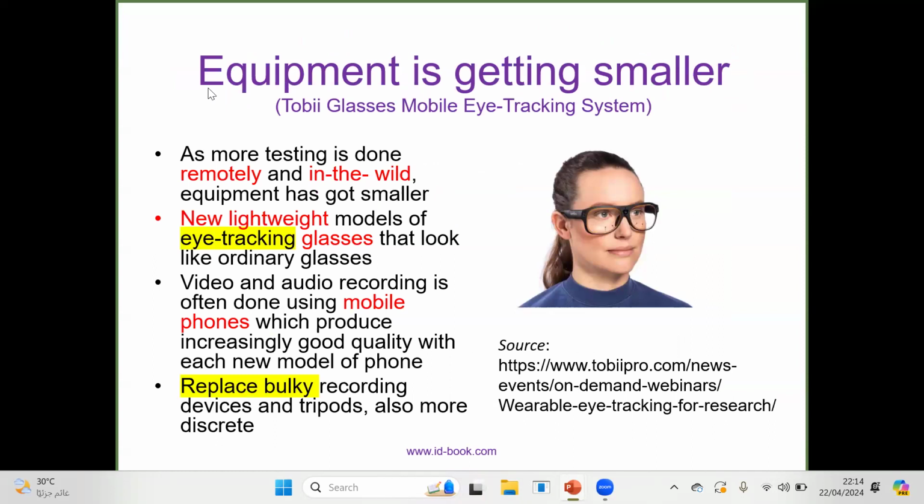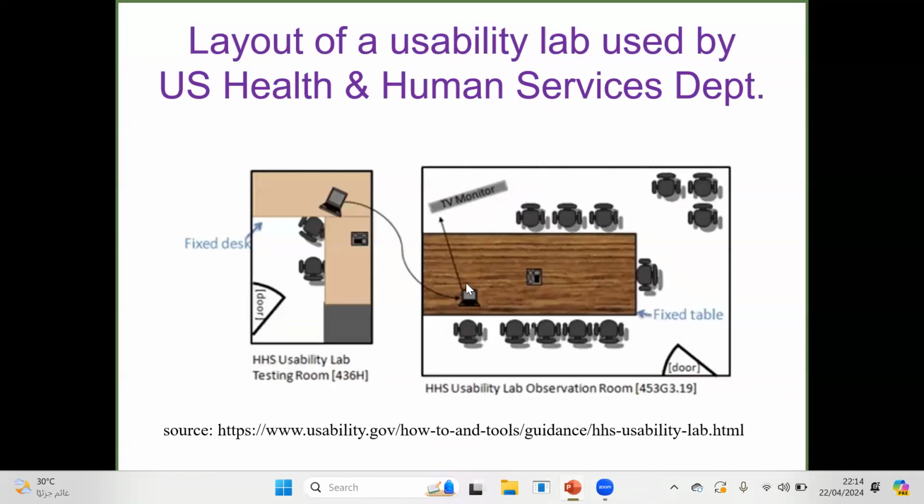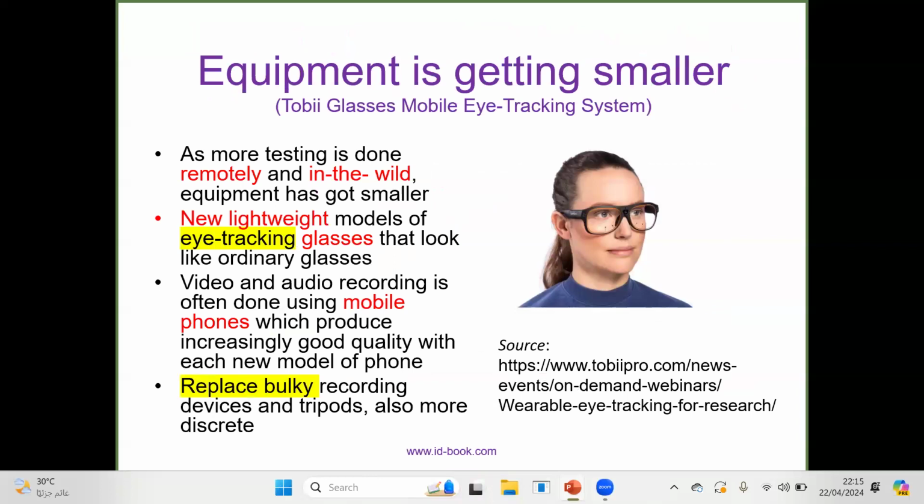As remote testing and in the wild testing are becoming very common, the equipment to record videos and audios is also getting smaller. As you see here, we have a TV monitor, big recorders or video recorders, and cameras. They are all getting smaller in size and greater in efficiency over time. Here is an example of an eye tracking system called Tobii glasses.